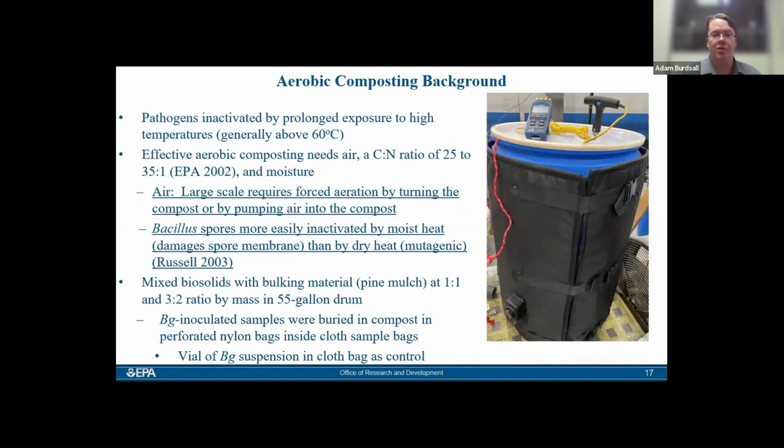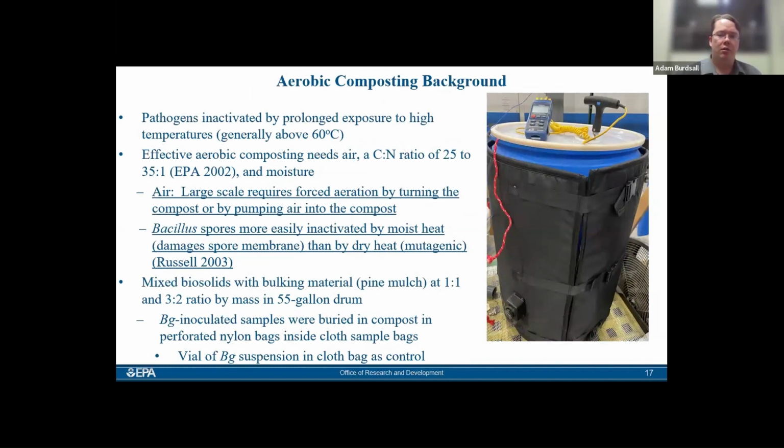For spores, this generally requires temperatures to be above 60 degrees Celsius. The drawback to this is that when the temperatures get above 70 degrees Celsius, sometimes we can start inactivating the organisms that help to produce those high temperatures in the first place. So it leaves us with a somewhat narrow window for optimum performance. Effective aerobic composting also needs air, a carbon to nitrogen ratio of about 25 or 35 to 1, and moisture.